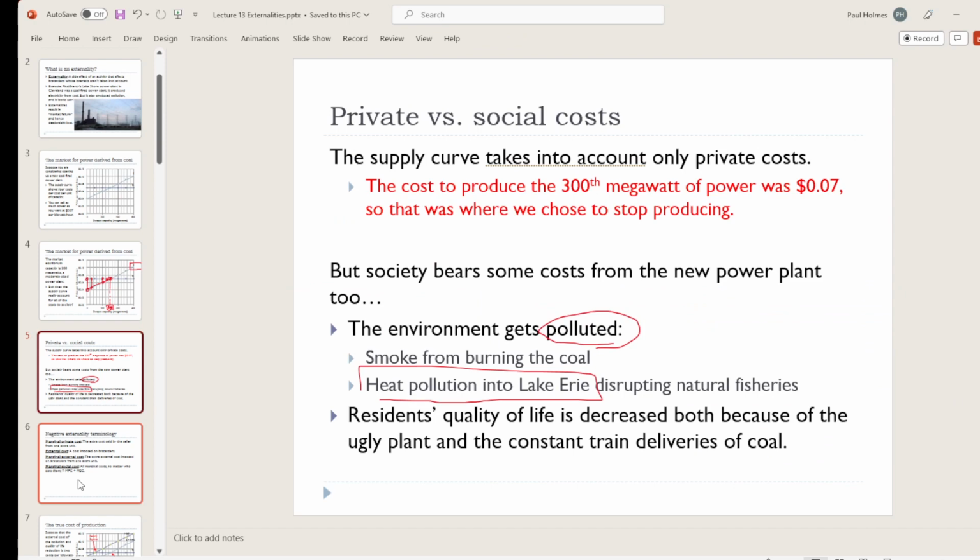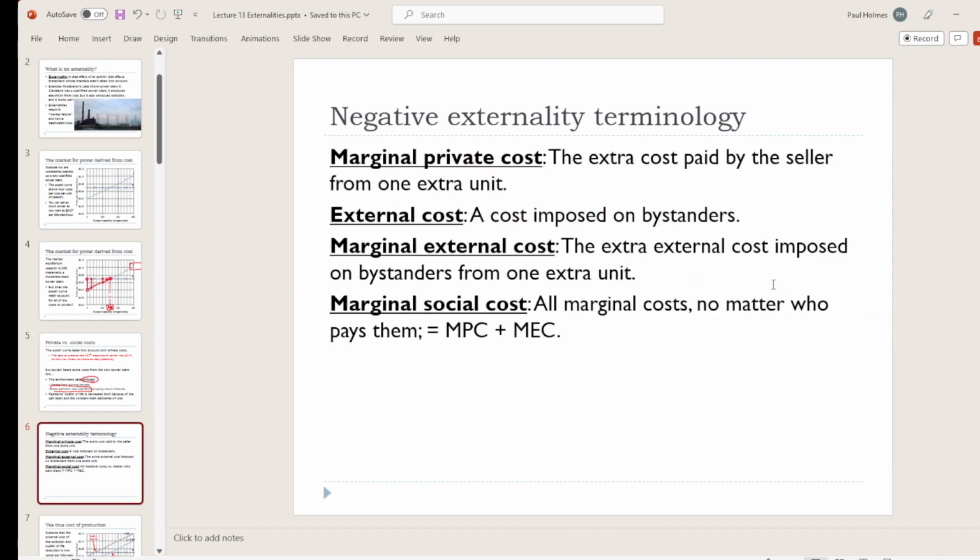We've got a little bit of new terminology here. We've always thought of the supply curve as being a marginal cost curve, right? It describes the extra cost of producing an extra unit of product. But now we're going to say that what we're really looking at is the marginal private cost. It's the cost to the producer of that product.